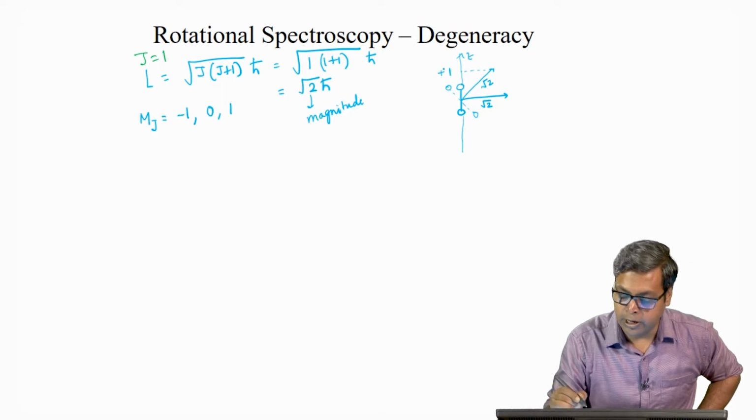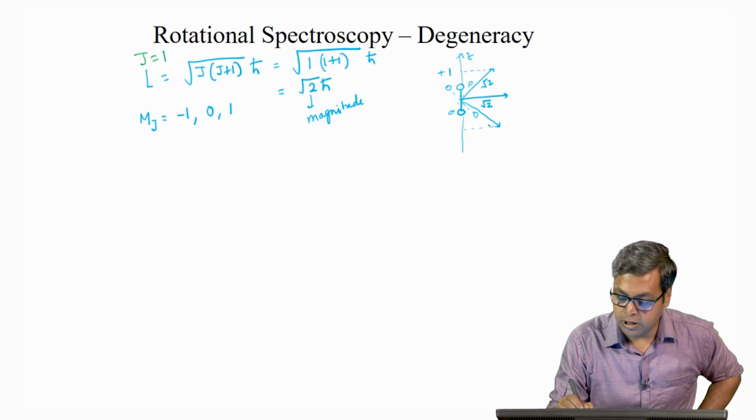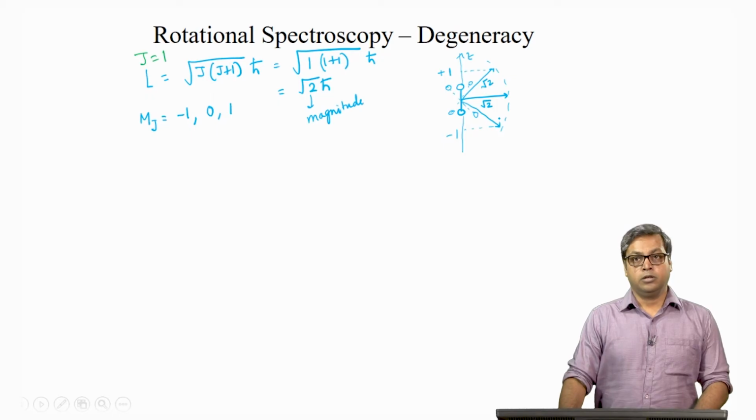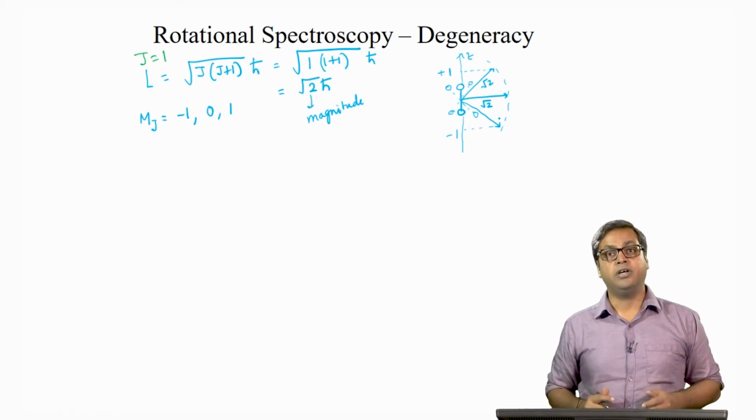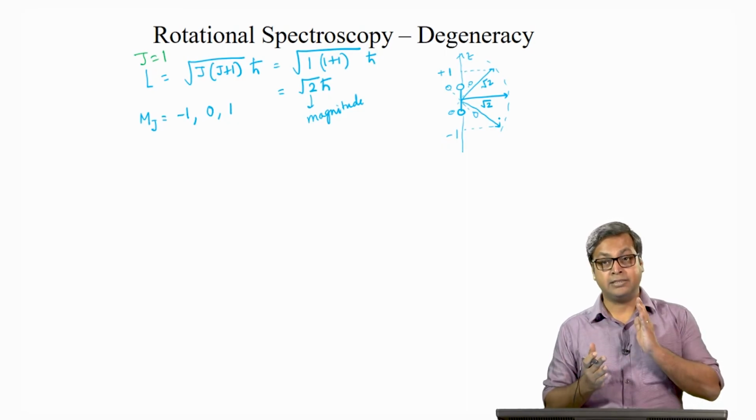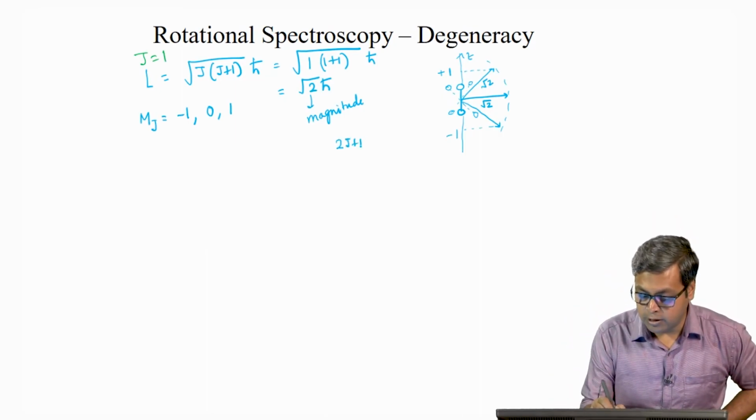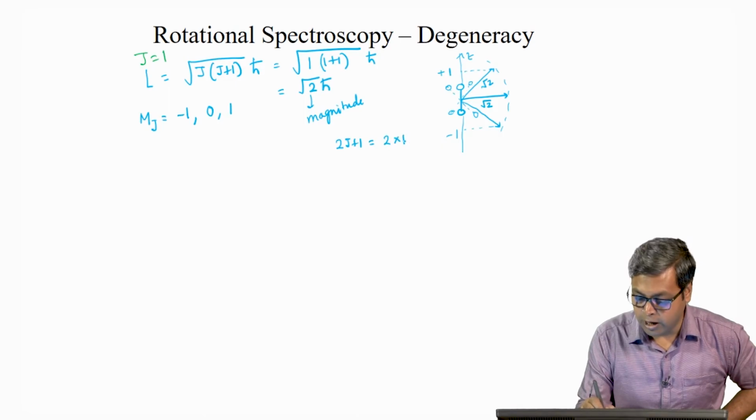it has to be either plus 1, or for a different kind of rotation, the projection has to be minus 1. So, all 3 directions have the same angular momentum, that is L or root 2, and thus for j equals 1 it is 2 j plus 1, that is 2 times 1 plus 1, that is 3-fold degenerate.